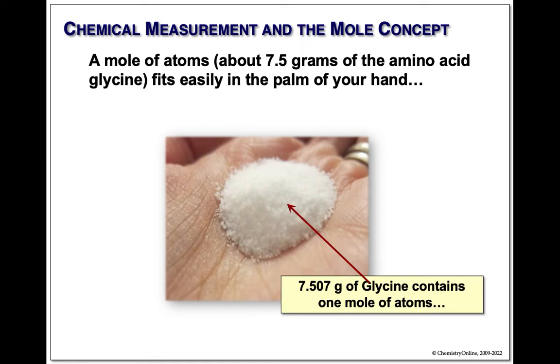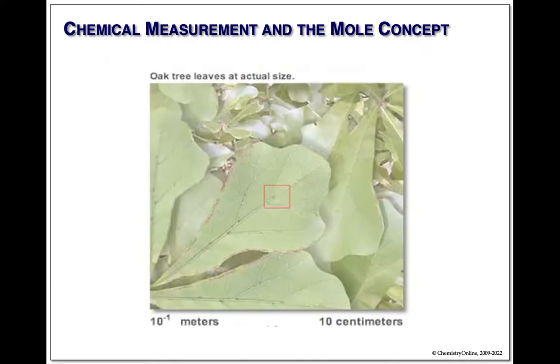This is in fact 7.5 grams of glycine, and that's 1 mole. Just so you know, 1 mole of atoms really does fit in your hand. All right, as I was saying, 10 to the 23rd is a huge number.